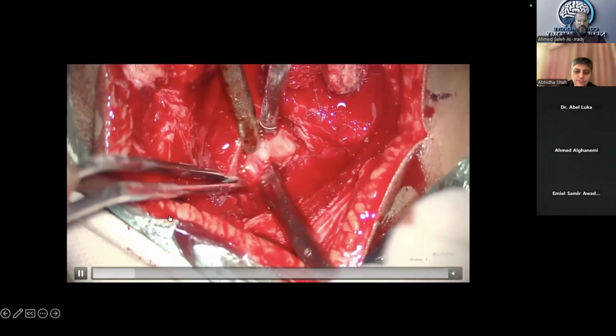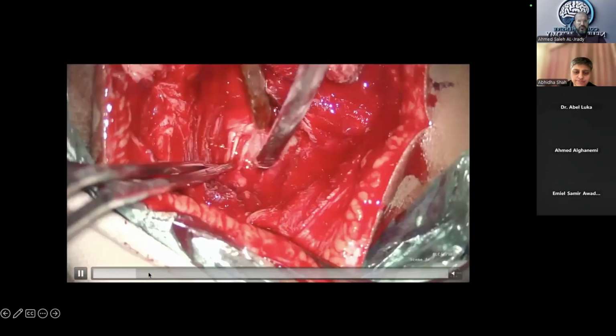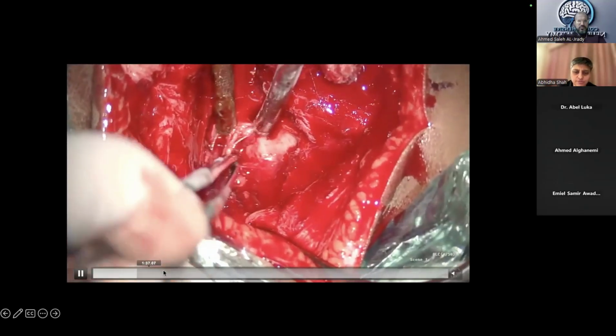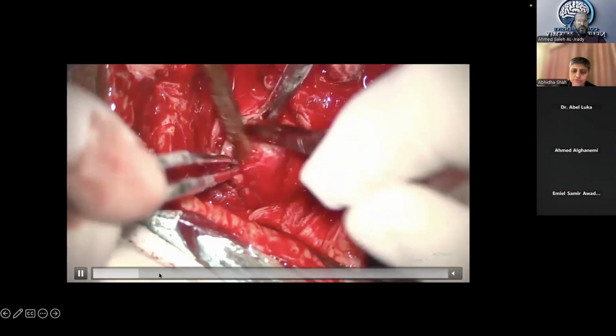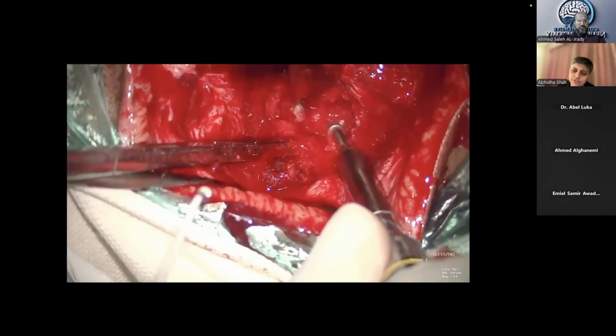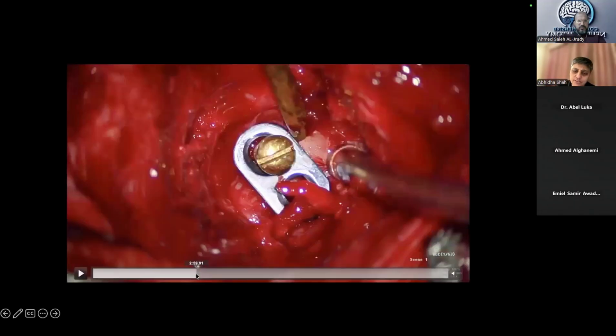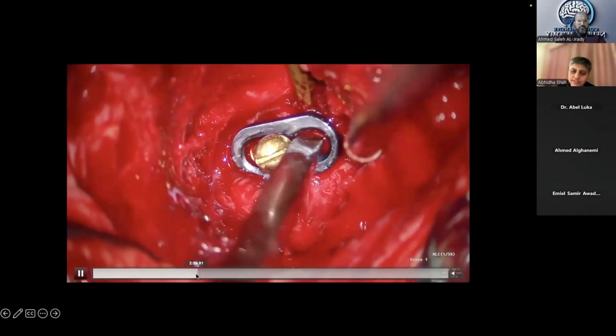So here you can see the C2 spinous process. Here you can see that the vertebral artery is normal. So this case was operated by Professor Goel, and here you can see the vertebral artery in this one.